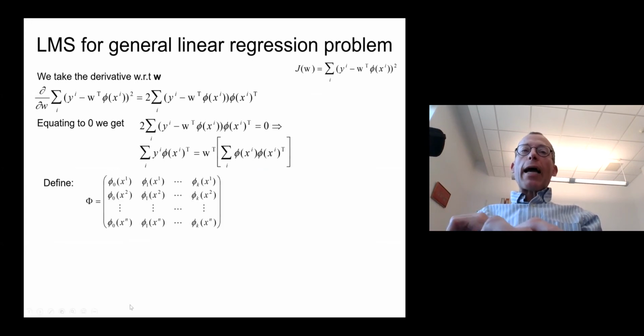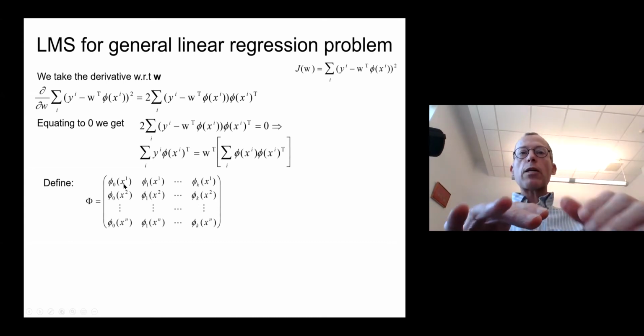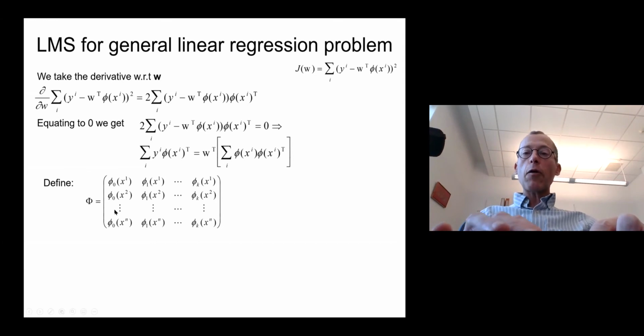So if you define a big Phi, and again, this is not any computation, this is just a matrix of the transformed inputs for each of the samples. This is the row for the first input, this is the row for the second input, this is the row for the third input, and so forth. So the transformation of the first sample, the second sample, and so forth.